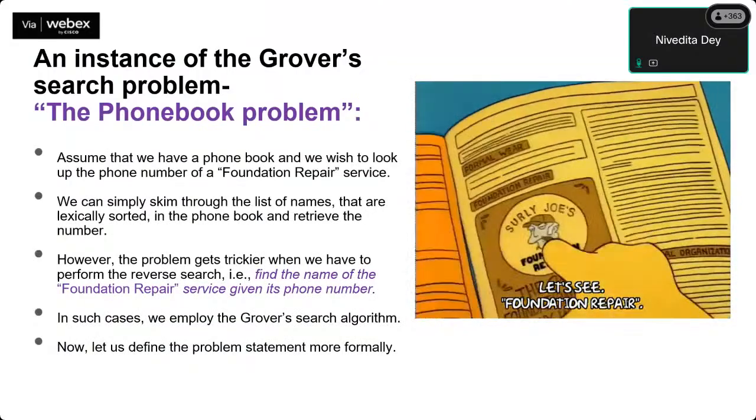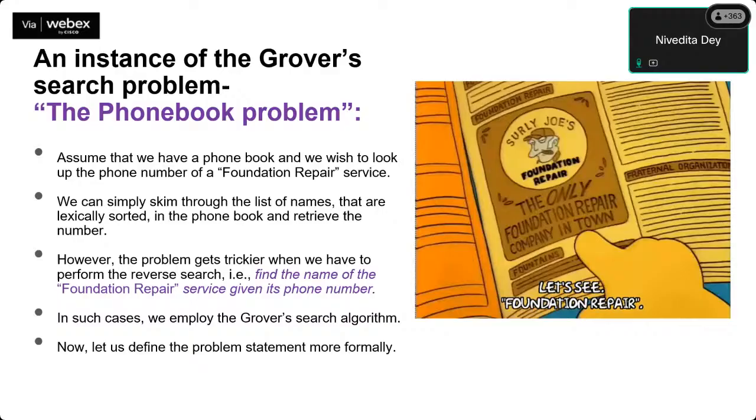This is just the same thing. So you can imagine it like a dictionary search or something. We have to search for something particular over there.